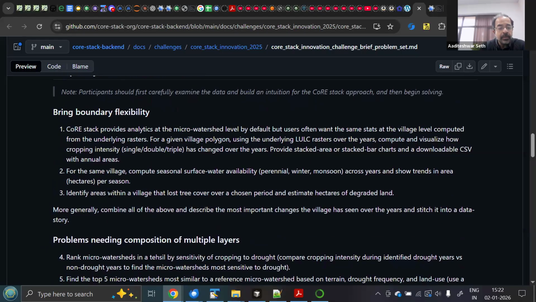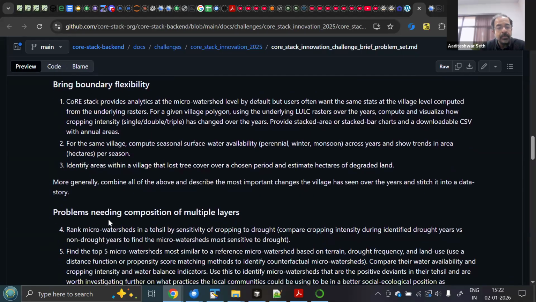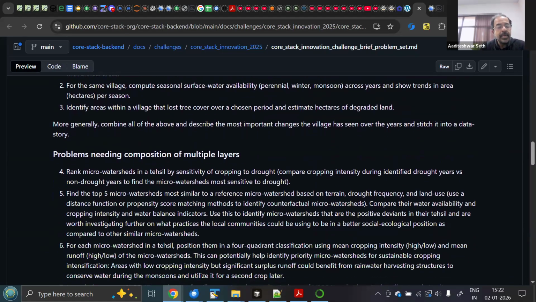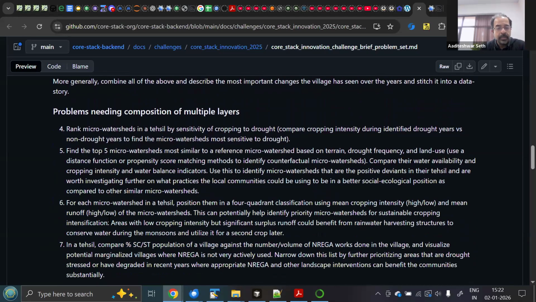So this is one kind of thing. People want to compute not just on micro watersheds that we've done by default, but on other boundaries. But the data is there, so you can use the data to do the same computation.